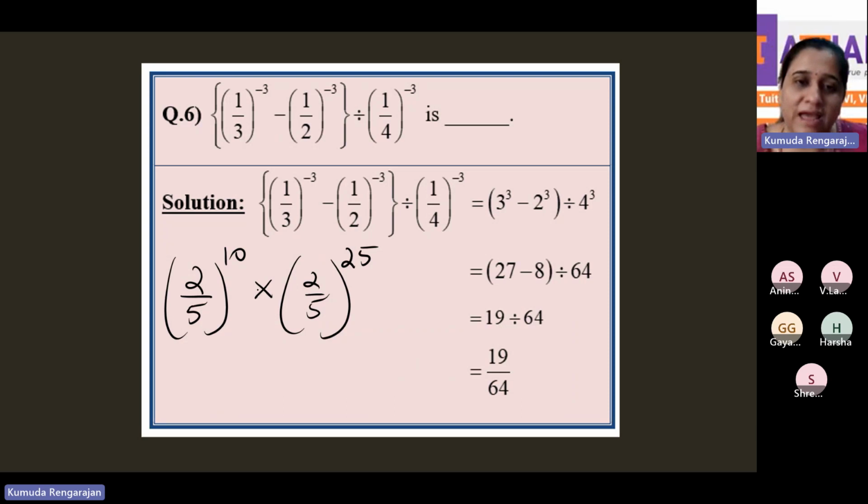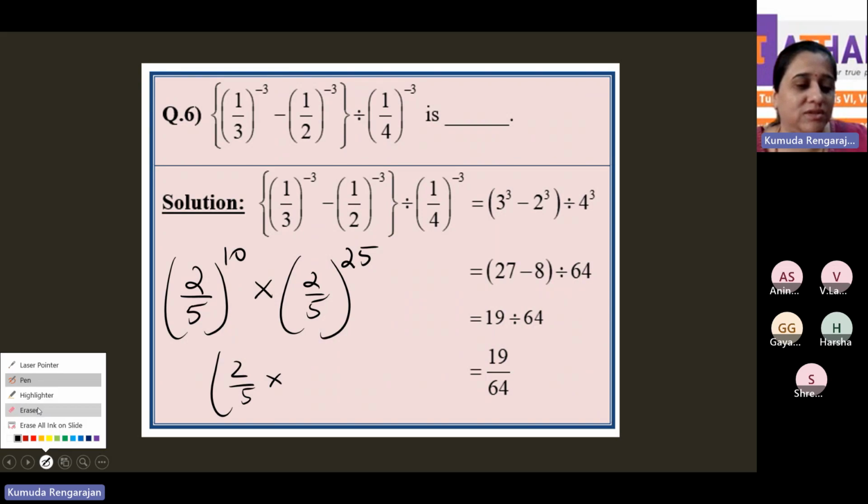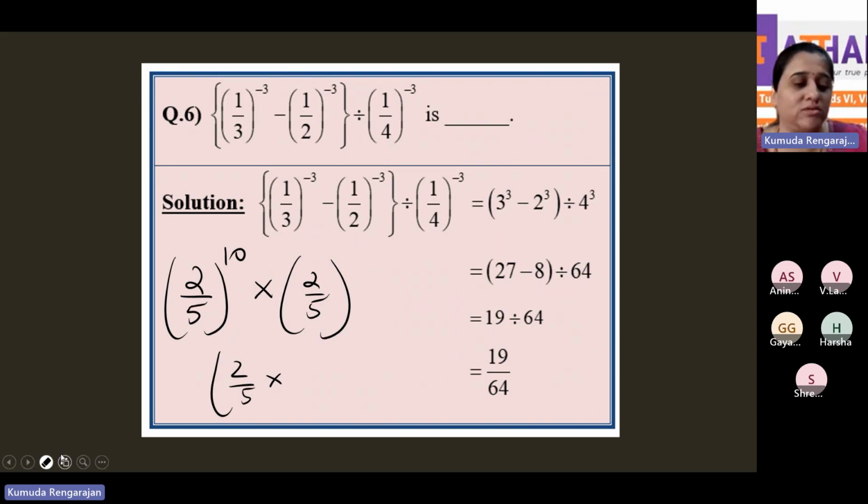Add the powers. You can do that, or you can also do this: multiply the bases. Sorry, here the power should be 10 also. So the powers are the same, and the bases are also the same. It's okay, you can still use the rule.